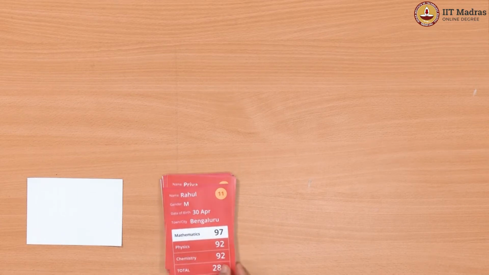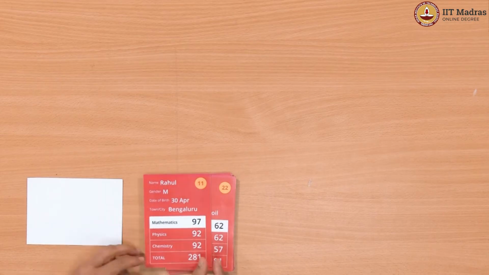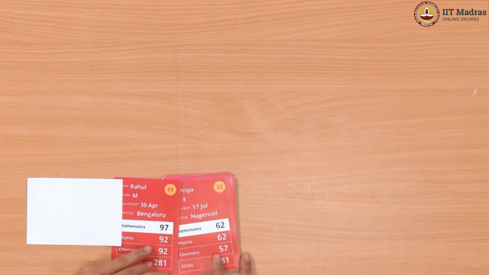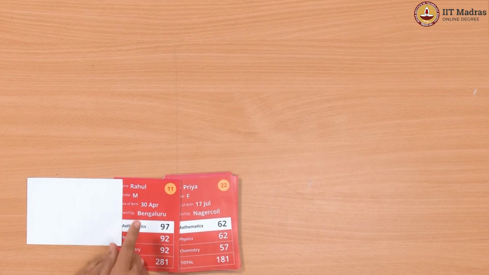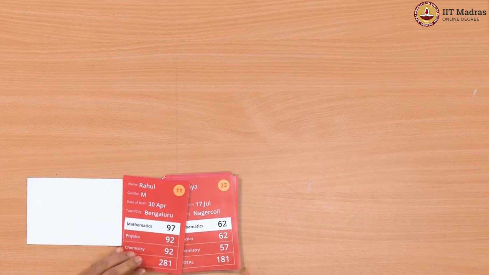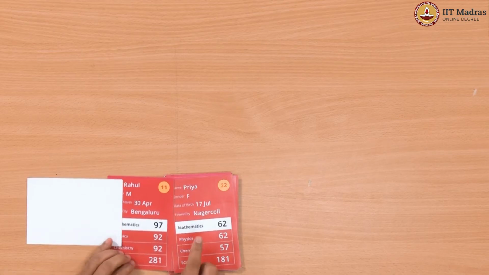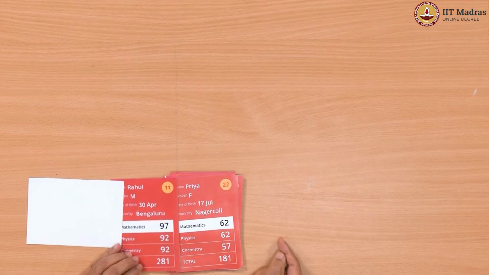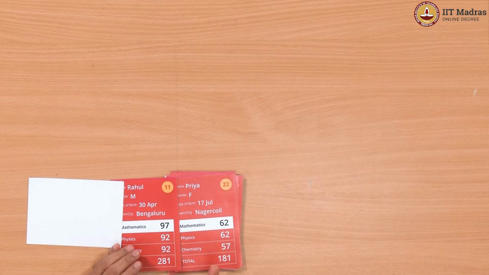So for instance, we can start with the first card which says Rahul was born on 30th of April. Then we will systematically go through all the other cards and look for anybody else born on 30th of April. If we find such a person, then we are done. Otherwise, we have to take the next card, say Priya, and see whether anybody is born on 17th of July and so on. So for every card, we have to compare with every other card.